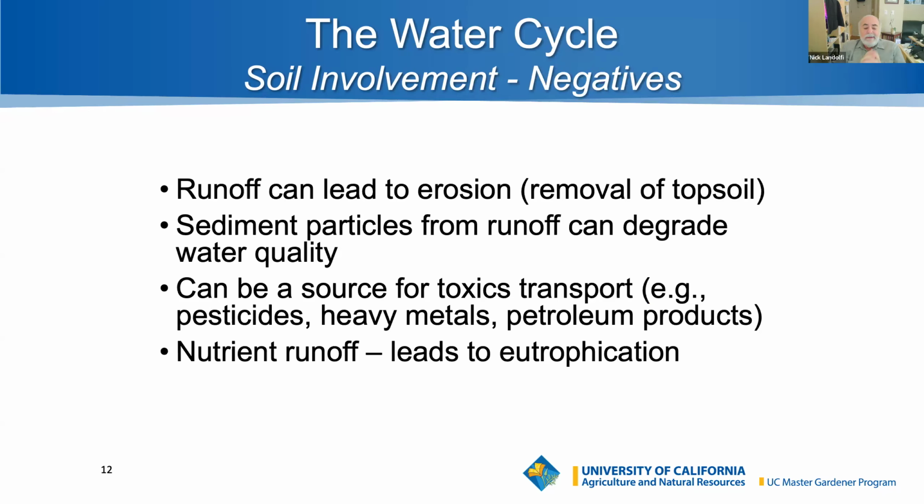The involvement of soil in the water cycle is not always positive. Water runoff can lead to loss of topsoil and degradation of soil quality. Sediment particles can negatively affect water quality. Contaminated soil can lead to transfer of contaminants to the water. And nutrient runoff can lead to something called eutrophication.